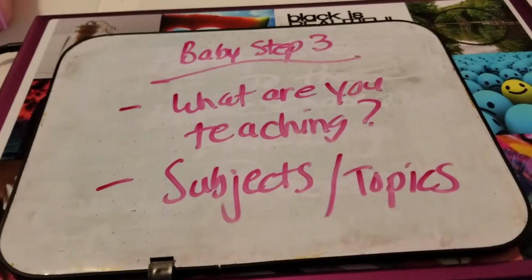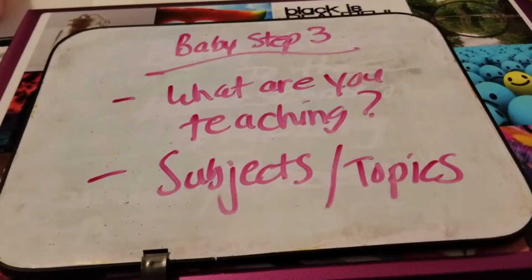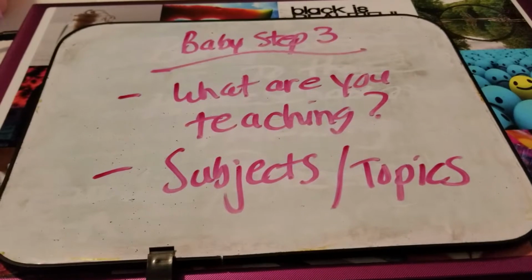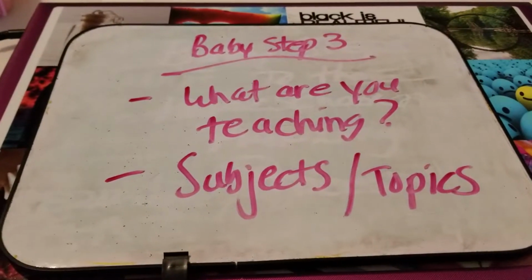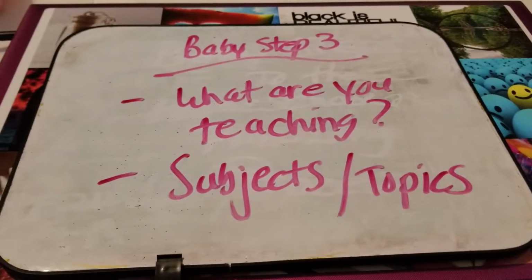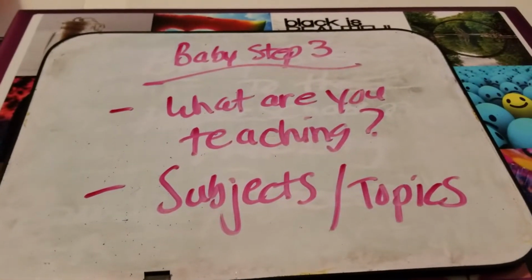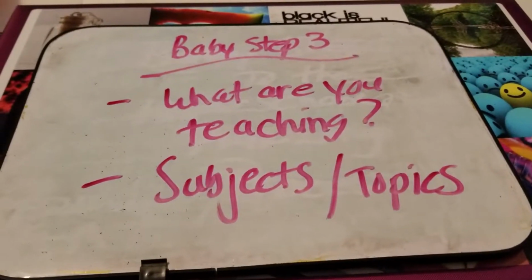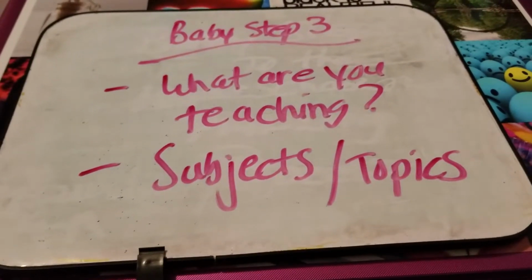Baby step number 3, what are you teaching? What are the subjects and topics that you are going to teach? Remember in baby step 1, I said it's really important to know and understand your why. Why are you homeschooling? What is the vision? What are the goals you want to accomplish? What is the intent? What is the purpose? Why are you homeschooling? That's important to know because it ties right back into what are you going to teach?